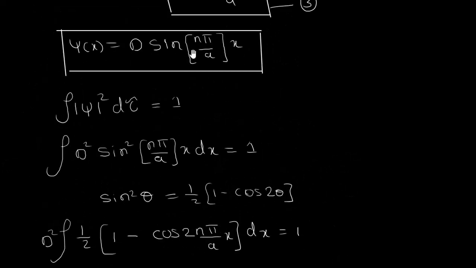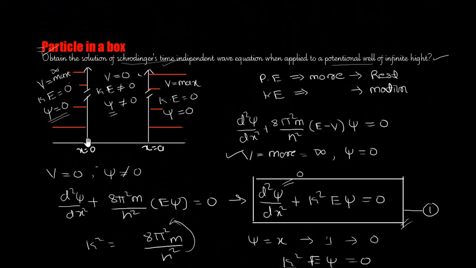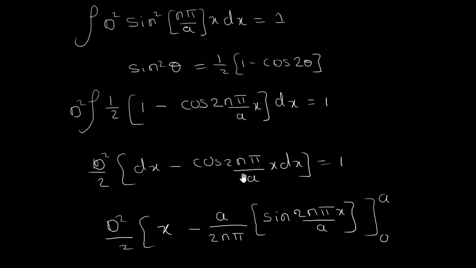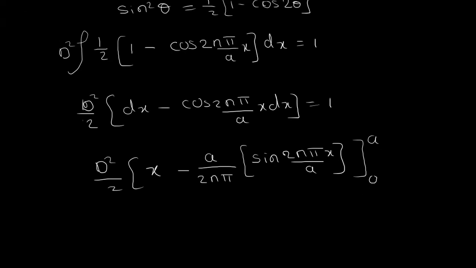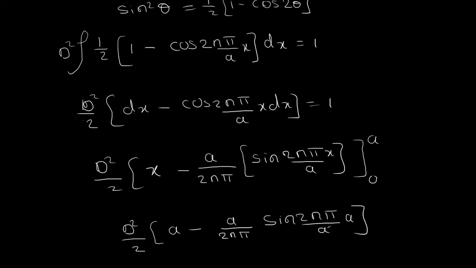Why do we take this limit? Here we already have a limit between 0 to a, so I forgot to mention that. So this is the 0 to a limit. Substitute here, we get the answer: d square by 2 into a minus a by 2 n pi sine 2 n pi into a, get cancelled, equals 1.